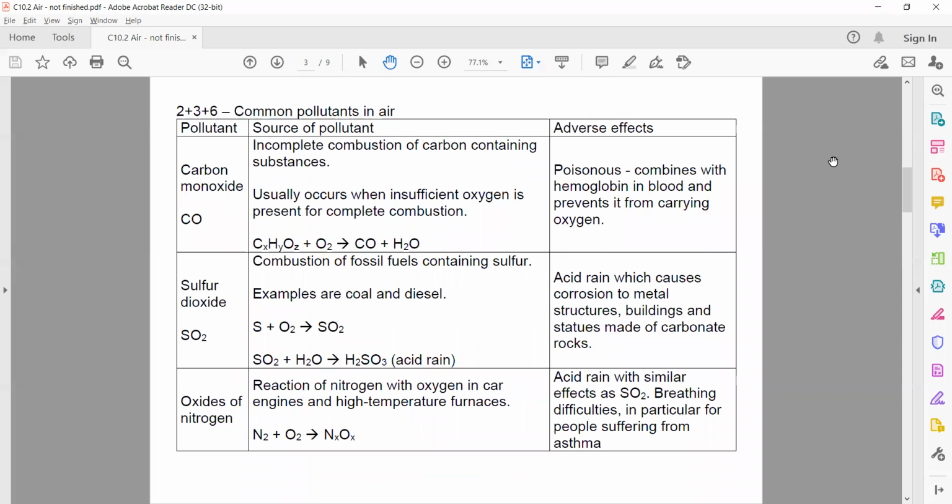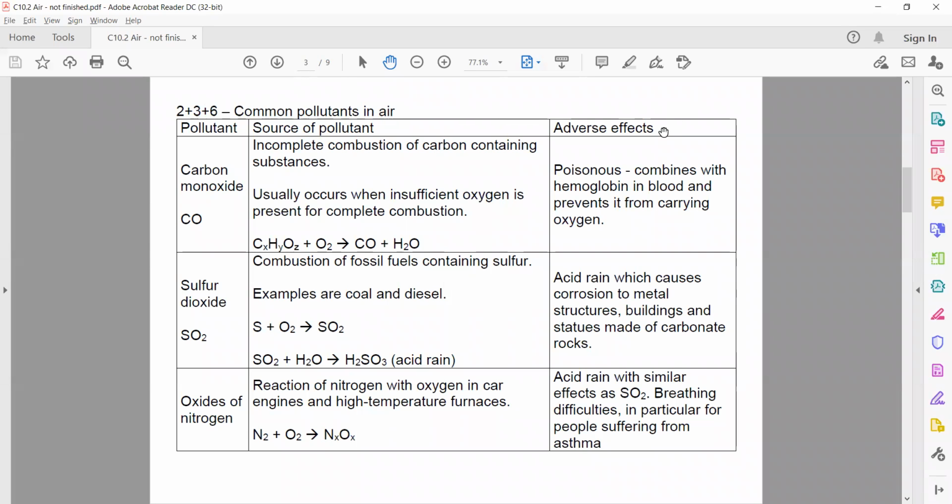So, common pollutants in air. The 3 common pollutants you have to know are carbon monoxide, sulfur dioxide, and oxides of nitrogen. Carbon monoxide, which is not carbon dioxide, they're not the same thing, is formed from the incomplete combustion of fuels. For example, if you're burning a candle and some of it doesn't burn completely with oxygen, you're going to form mostly carbon dioxide, but you're also going to form a tiny amount of carbon monoxide. Tiny amount, but it will be produced if there's incomplete combustion. Cool.